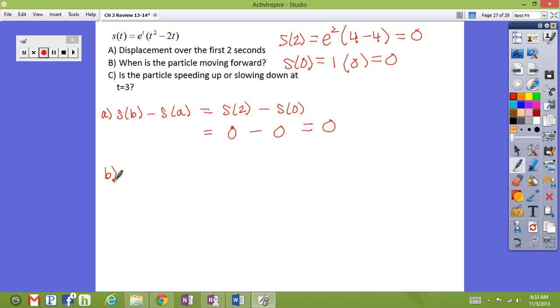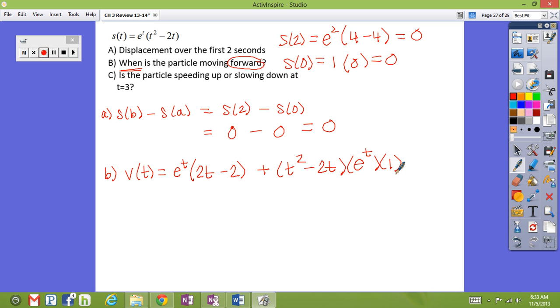When is the particle moving forward? The fact that I'm asking when is the particle moving forward, I'm not asking if the particle is moving forward at a specific time. I need a complete sign chart. So v of t is equal to leave the first one, derivative of the second, plus leave the second one, derivative of the first, that would be e to the t times the derivative of the inside, which would be 1.